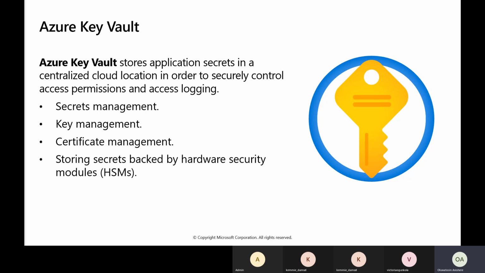And finally, we have on the screen here storing secrets backed by a hardware security module. These secrets and keys can be protected by software, and we have software like FIPS. I'm sorry if I'm mentioning some things that are a bit above. I just want us to understand the hardware security module, the HSM, which validates the software that is being used with regards to Key Vault.